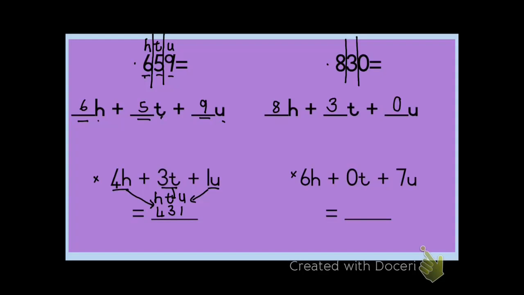Let's have a look at the last one. I want you to try it. 6 hundreds plus 0 tens plus 7 units. Did you get it? Let's draw our rooms. Hundreds, tens and units. 607. Well done. Now try your worksheet and have fun.